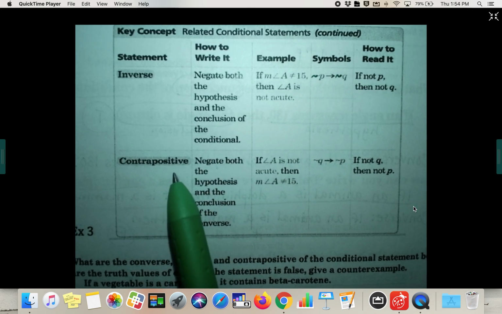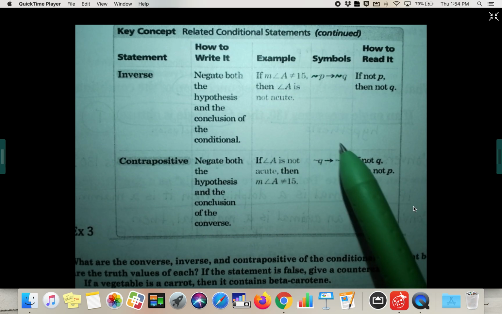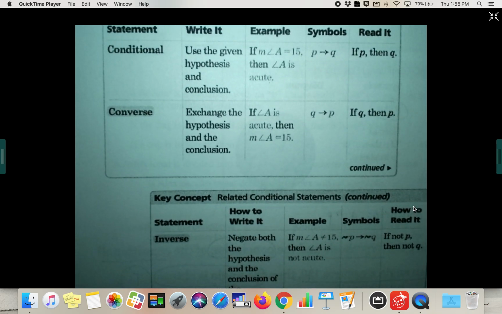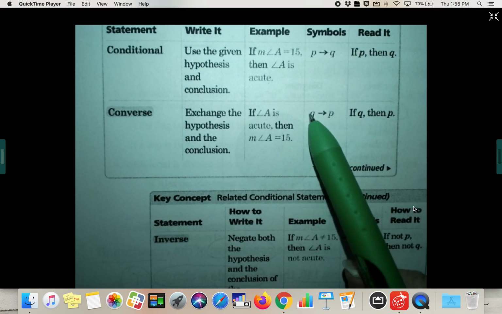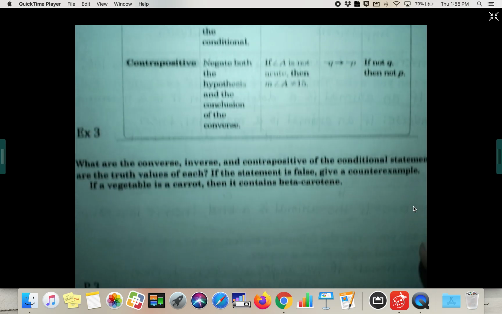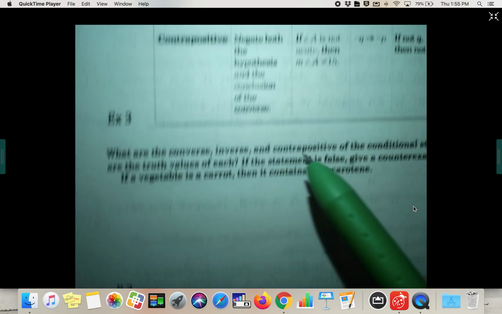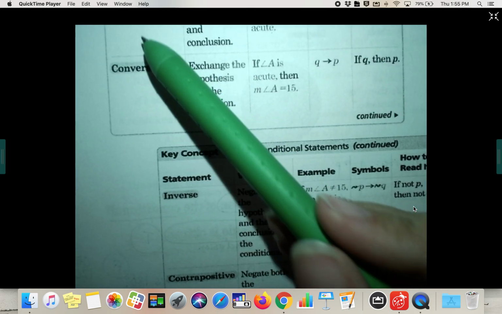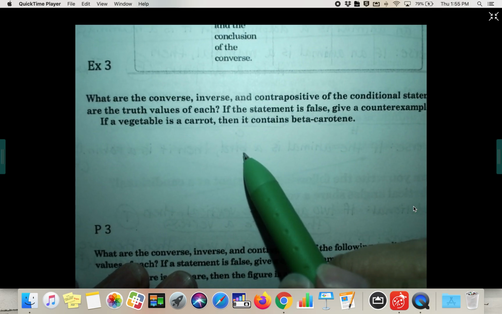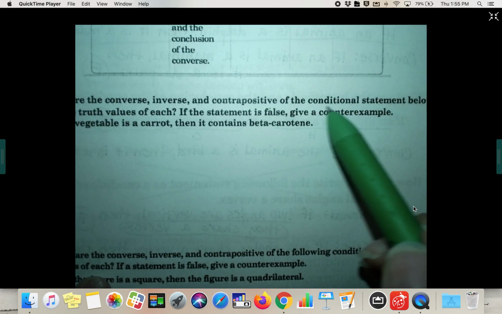A contrapositive is when you throw the word not in front of it, but you also switch them. So whenever you put a not in front of the converse, it becomes the contrapositive. I only gave you a couple of these because they take a lot of work, and I think it's just practicing your writing and knowing what the differences are between these four parts. So example 3 says, what are the converse, the inverse, and the contrapositive of the conditional?